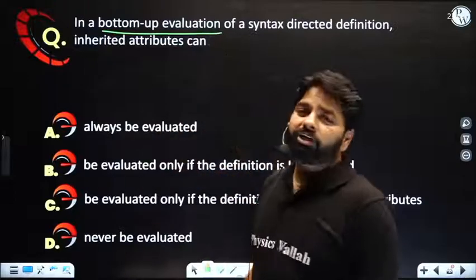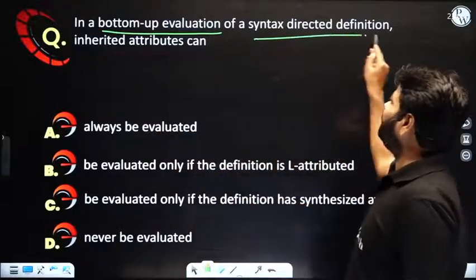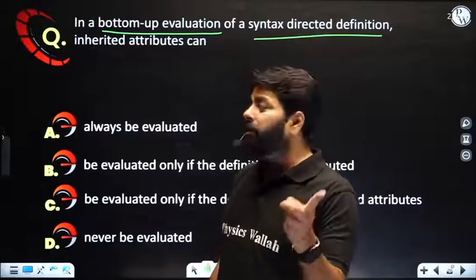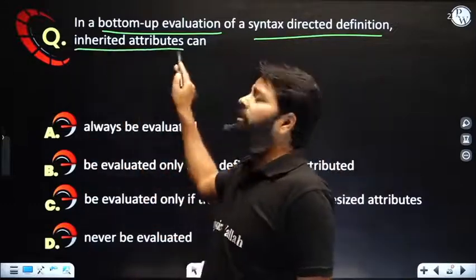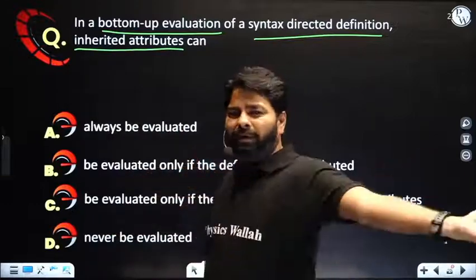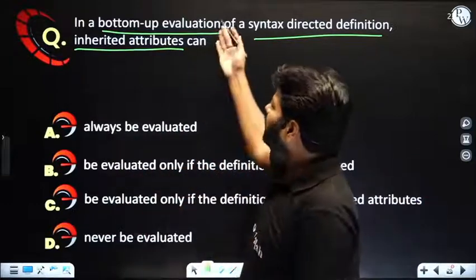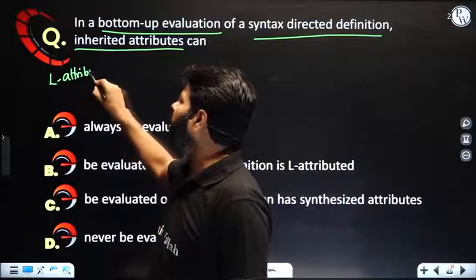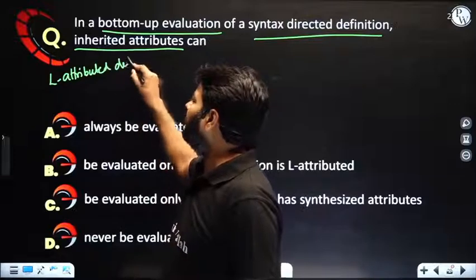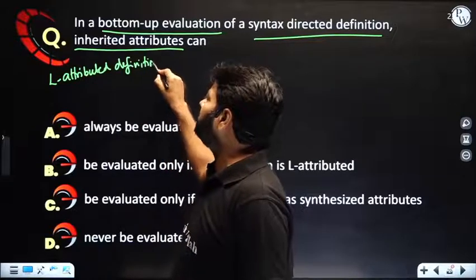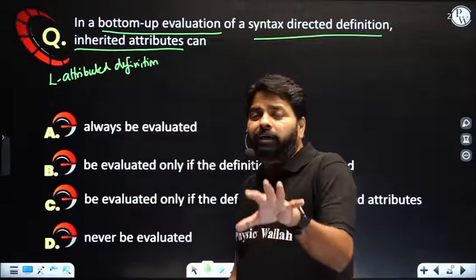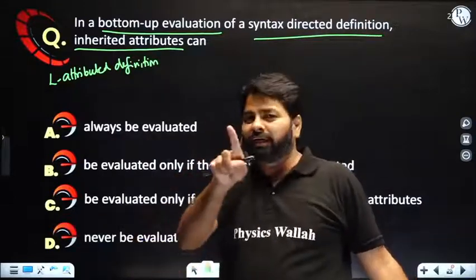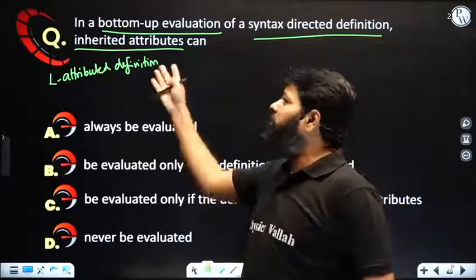In bottom-up evaluation of an SDD, this SDD may be S-attributed or L-attributed, but they are talking about inherited attributes. Inherited attributes can only happen in an L-attributed definition, right? So they are indirectly talking about the L-attributed concept. In L-attributed, you can have inherited attributes when they depend on the parent or left sibling. Of course, when it depends on a right sibling, don't use that inherited attribute.